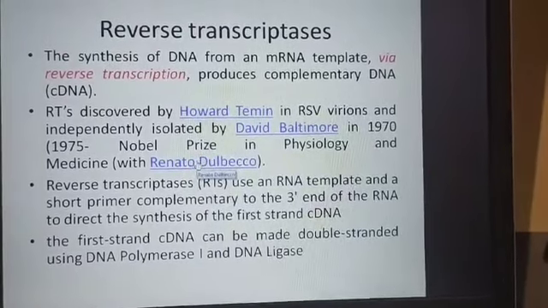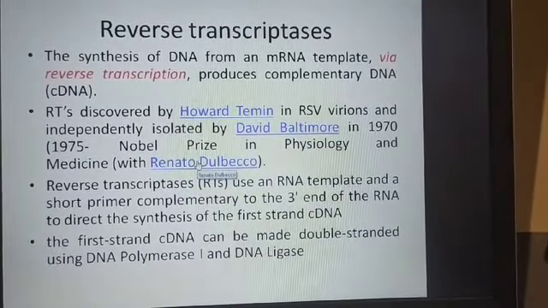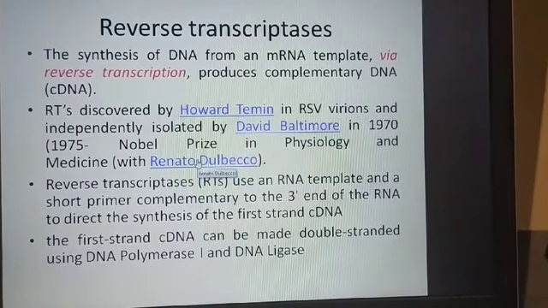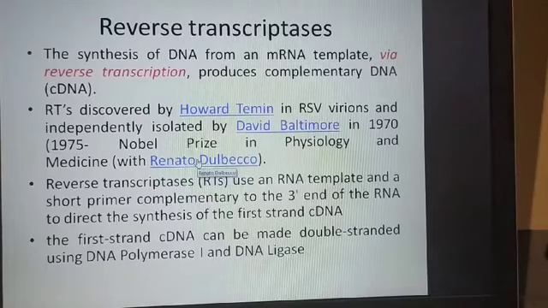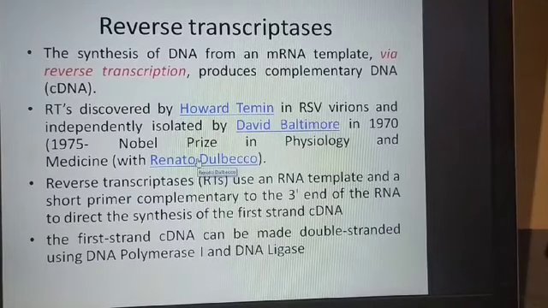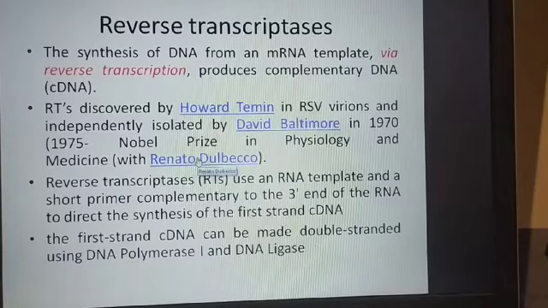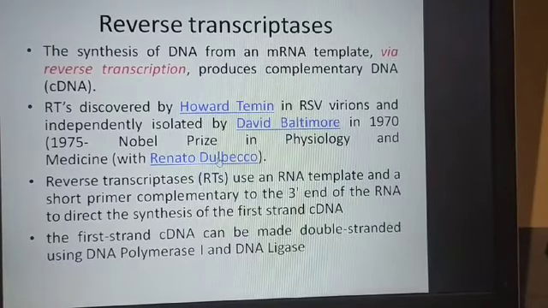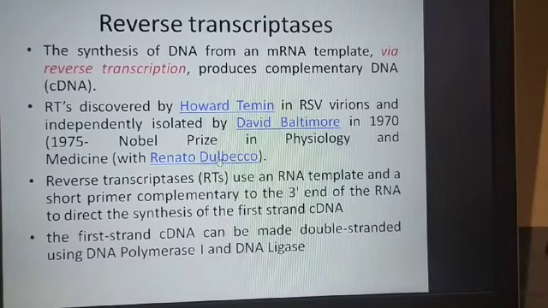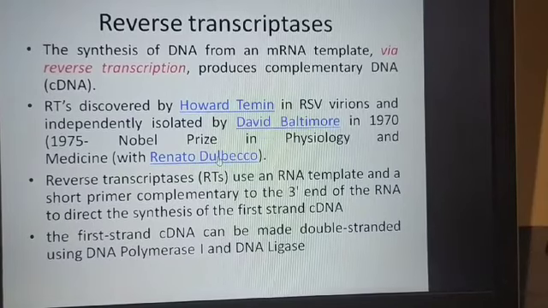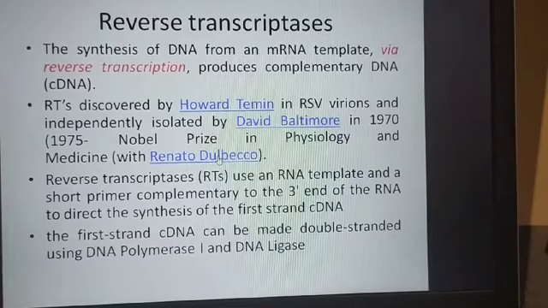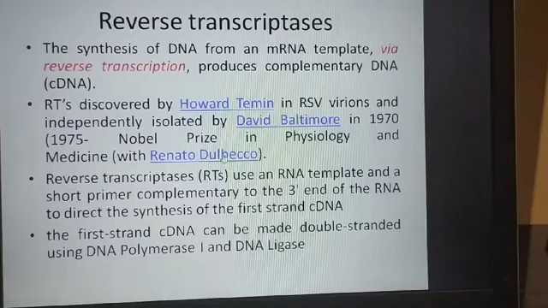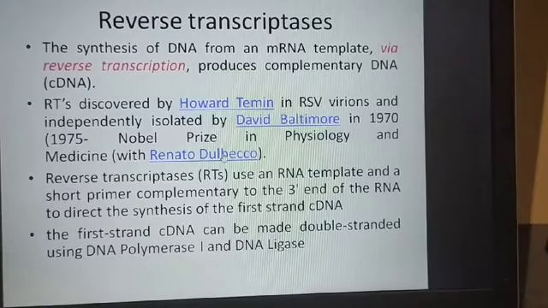Now one more enzyme. This is actually a type of DNA polymerase which is also called RNA dependent DNA polymerase. It is also called reverse transcriptase. So it is used for the synthesis of DNA from an mRNA template through reverse transcription. What is reverse transcription? The synthesis of a new DNA molecule complementary to an RNA molecule. That is what is called reverse transcription, because it is a reverse of the transcription process.